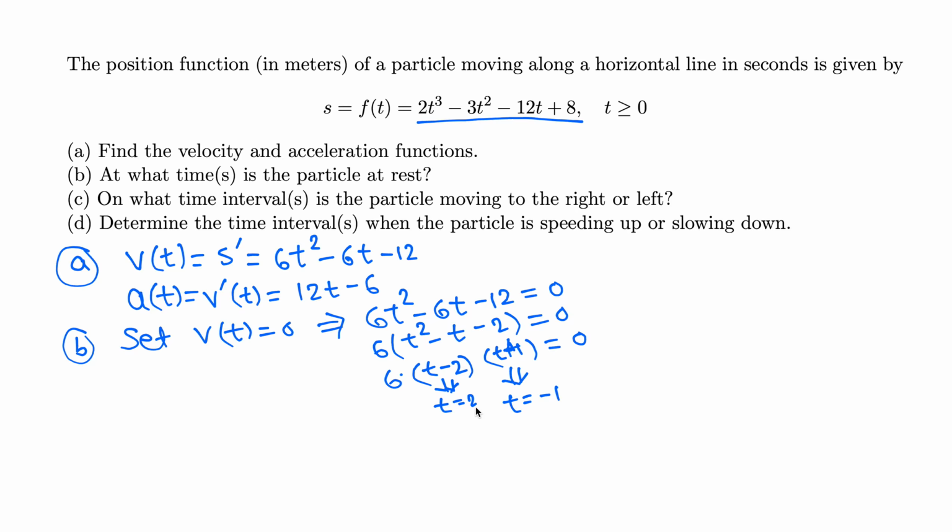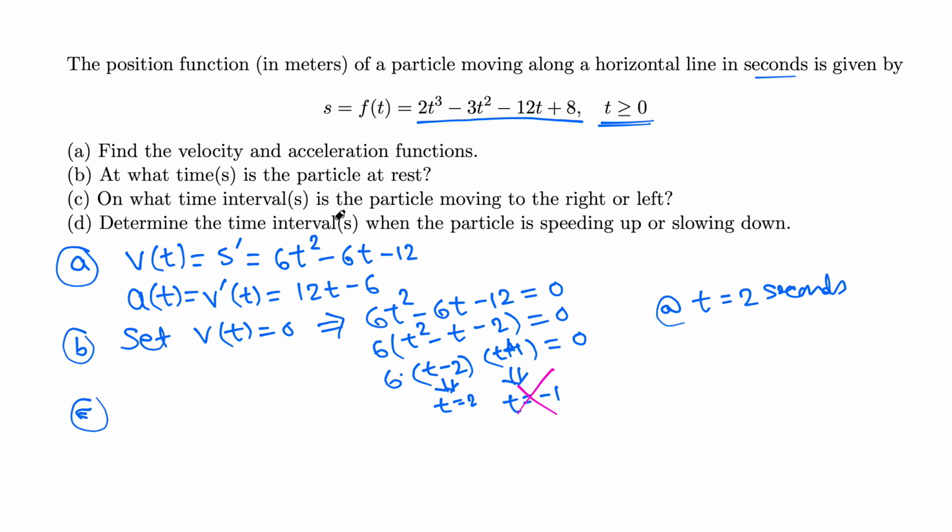When time t equals 2 seconds and negative, okay. We are talking about positive time. So we need to disregard this. So the answer is then, at what time? Just only one time is the particle at rest. So particle is at rest at t equals 2 seconds. Okay. Now let's do part C.